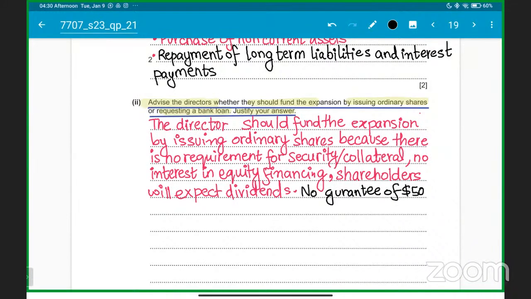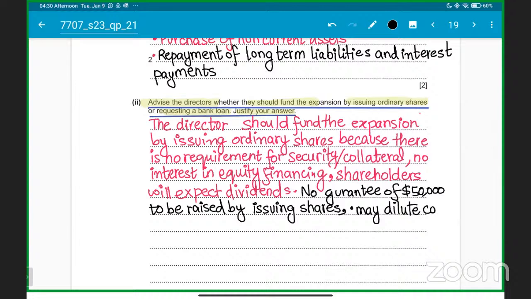No guarantee of all 50,000 being raised by equity financing, by issuing the shares. There might sometimes be problems. Although it's a public limited company, it doesn't come up much here, but the more it goes public, the more the problems will be. So it may dilute ownership and control. Some control or ownership problems can come. Getting it, everyone? Clear?